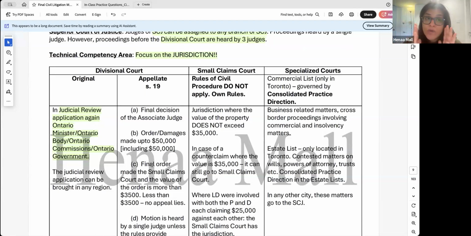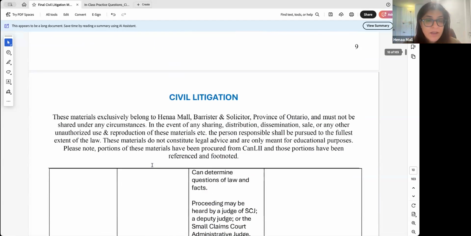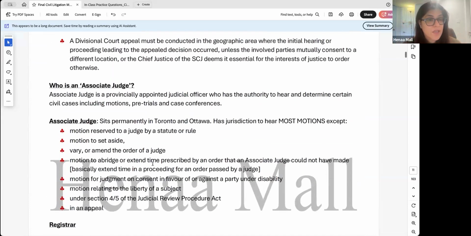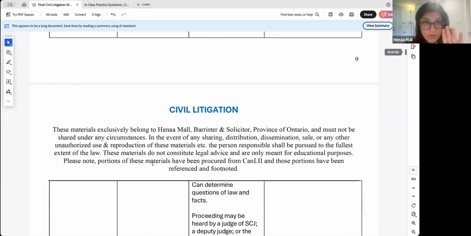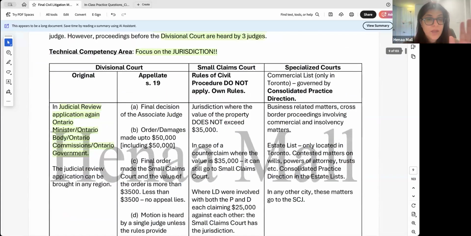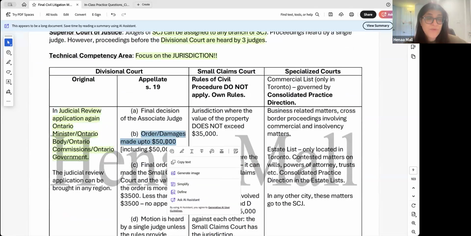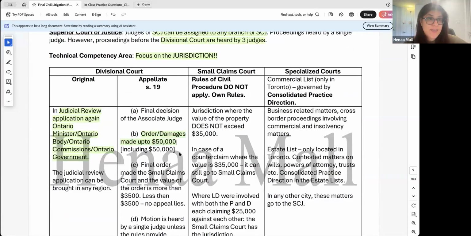Those of you who are not familiar with who's an associate judge, don't worry, we're going to talk about associate judge. In fact, we're going to talk about everything that an associate judge can hear. Okay? So, don't worry. Final decision of the associate judge. Orders and damages made up to $50,000. This is what somebody wanted to know.